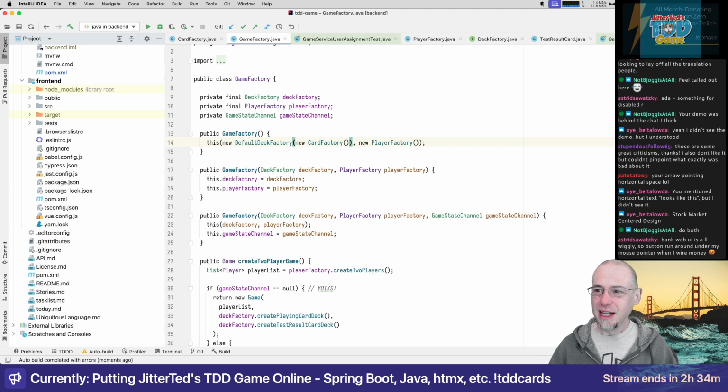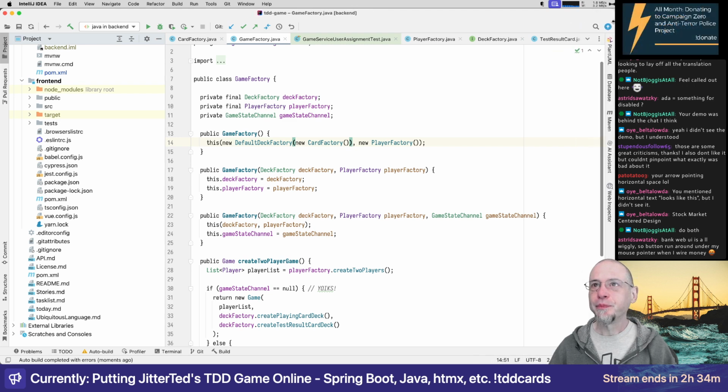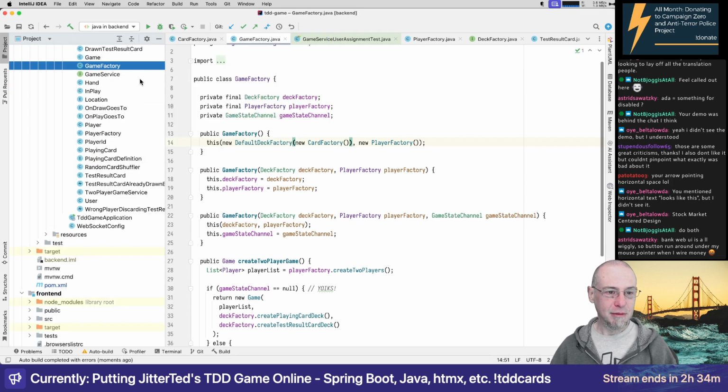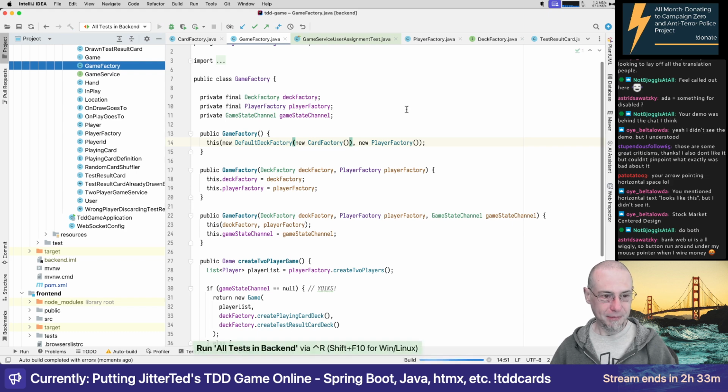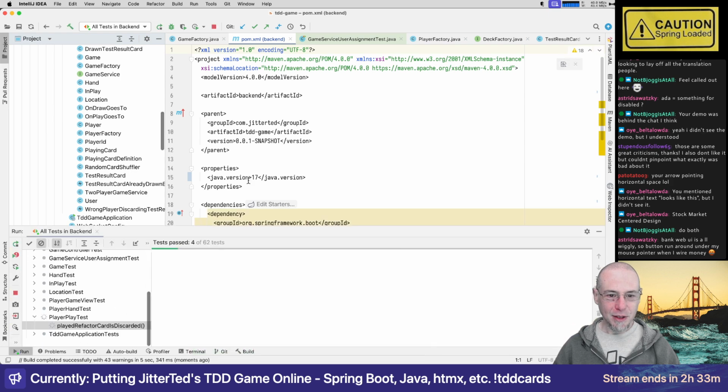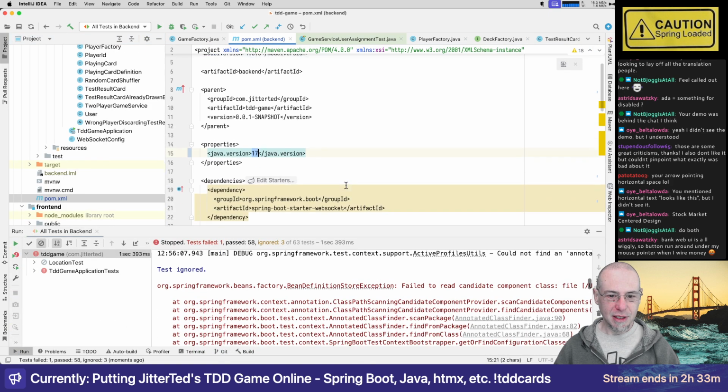Now the TDD game has finally finished loading. Do the test run. Let's run all the tests in the back end. I want to see what version of Spring I'm using. So I'm using version 17 of Java.